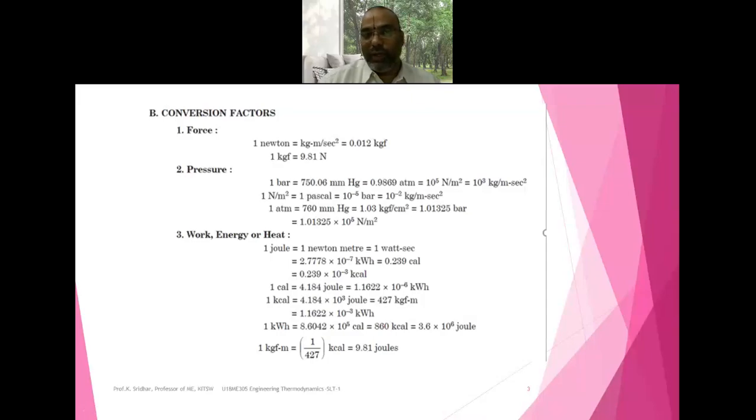And here another unit is also there for pressure, that is the torr, T-O-R-R. It is also used to measure vacuum pressure. So 1 torr is equivalent to 1 mm of Hg.